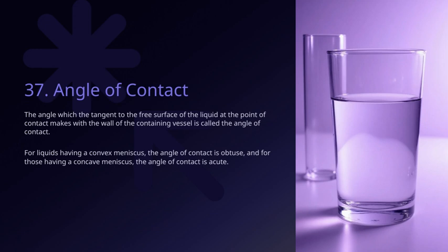This angle is measured at the point where the tangent to the free surface of the liquid touches the wall of the vessel. It essentially indicates how well the liquid wets or adheres to the surface. Understanding this helps us predict how liquids behave in different containers, which is crucial in many practical applications. So, in summary, the angle of contact gives us insight into the wetting properties of liquids, linking the shape of the meniscus to the interaction between the liquid and the surface.